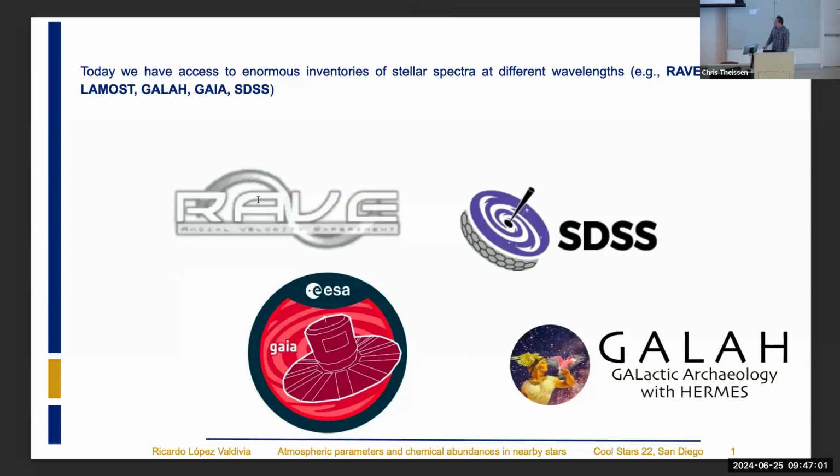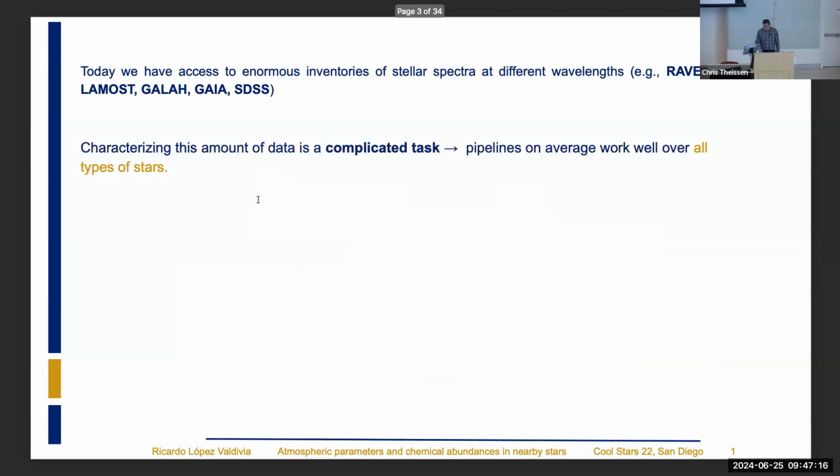As we already know, today we have large stellar samples. We have a lot of stellar spectra at different wavelengths and different resolutions. And of course, we have different populations: giants, main sequence stars, pre-main sequence stars. So characterizing the samples within a survey is really complicated because of this. If you are the survey, you try to solve this by developing a pipeline that works on average well for all the populations. But if you are trying to characterize a specific population, you will find some issues.